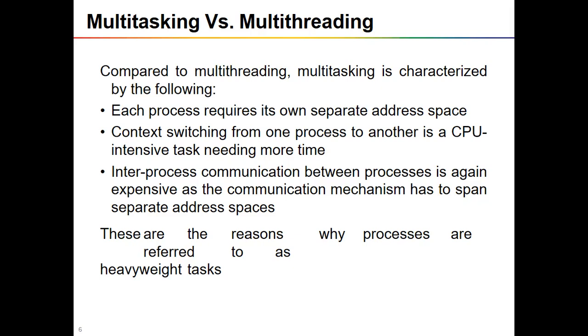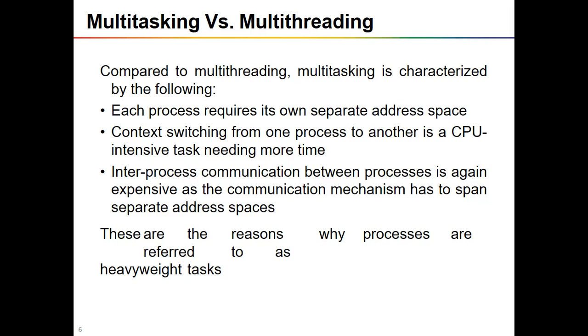Actually, multitasking is the process of executing multiple tasks simultaneously. We use multitasking to utilize the CPU. Multitasking can be achieved in two ways. One is process-based multitasking, called multiprocessing, and the other is thread-based multitasking, called multithreading.